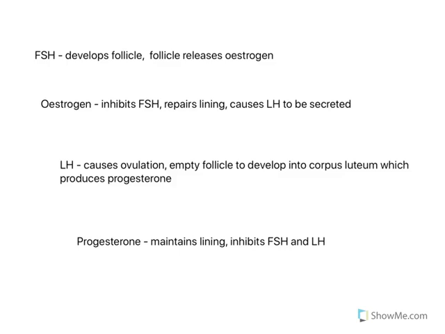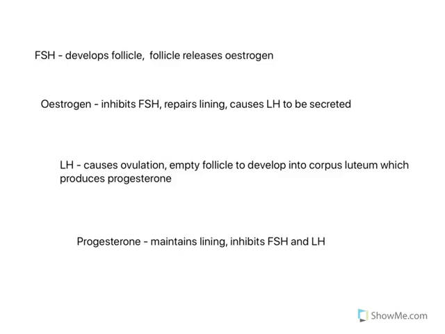Now, two things can happen. Either the woman does not get pregnant, and if this happens, the corpus luteum just naturally degenerates, progesterone levels fall, and so FSH and LH are no longer inhibited, and the cycle starts again.